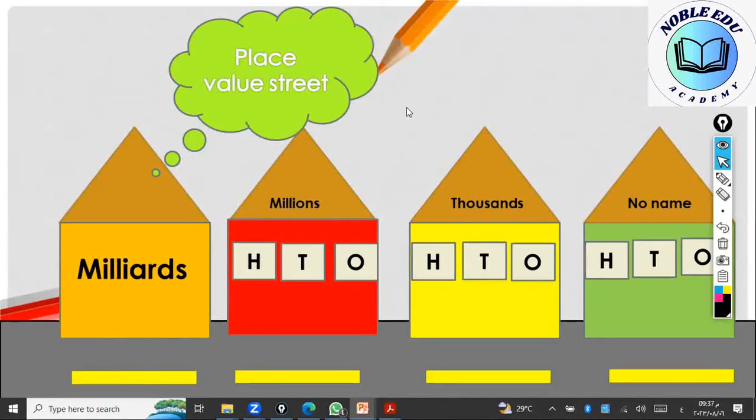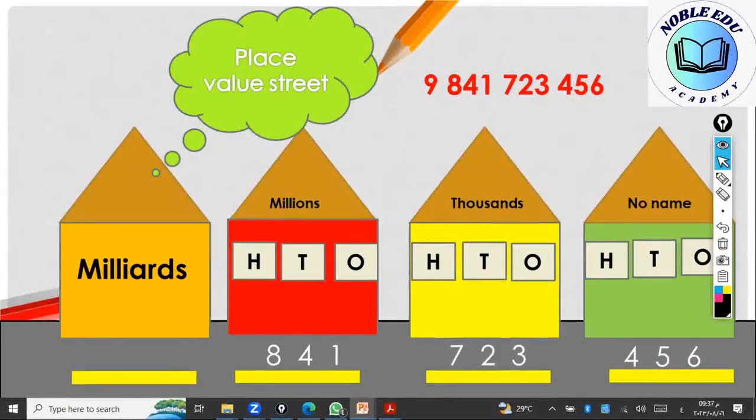Now if I have an example, a large number, I want to put each 3 digits in each house. The first 3 digits are put in the house with no name. The second 3 digits are in house thousand. Then millions. And put 9 in the house milliard. Now if I want to read or write the number, start from the largest house. What is the greatest house? Milliard. I have number 9, so read 9 milliard.